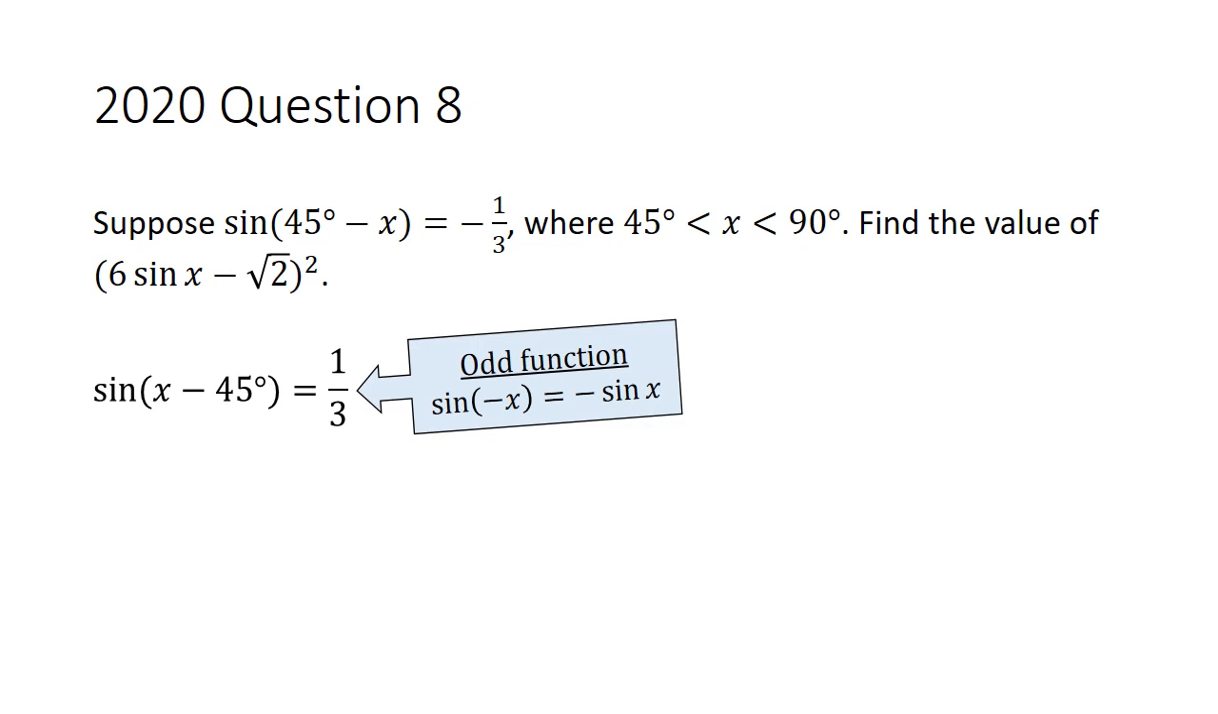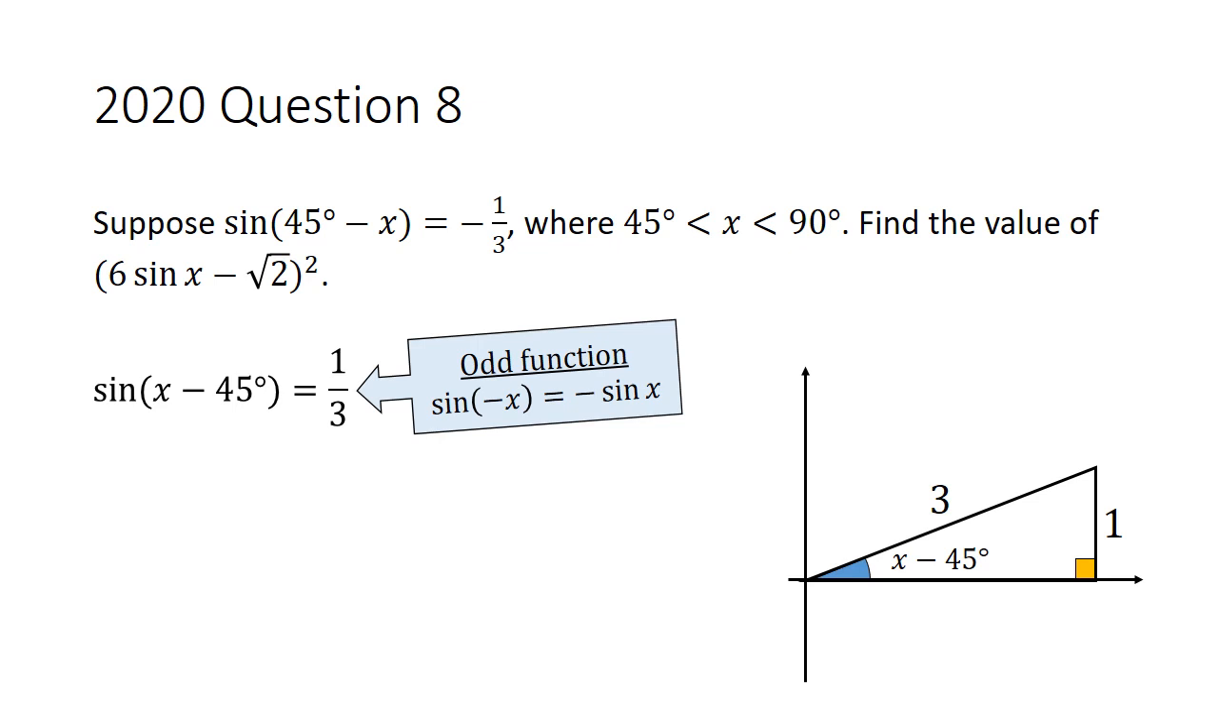This is because of the property that sine is an odd function, so sine of negative x equals negative sine x. Next, we can draw the reference triangle in the first quadrant, with a reference angle of x minus 45 degrees. For this particular triangle, the opposite side will be 1 and the hypotenuse will be 3. Using Pythagoras' theorem, we can work out the adjacent side to be 2 root 2. This allows us to work out cosine of x minus 45 degrees, which will be the adjacent side 2 root 2 divided by the hypotenuse of 3.